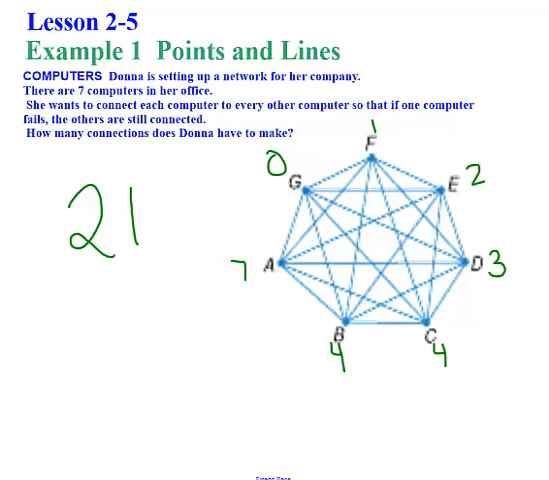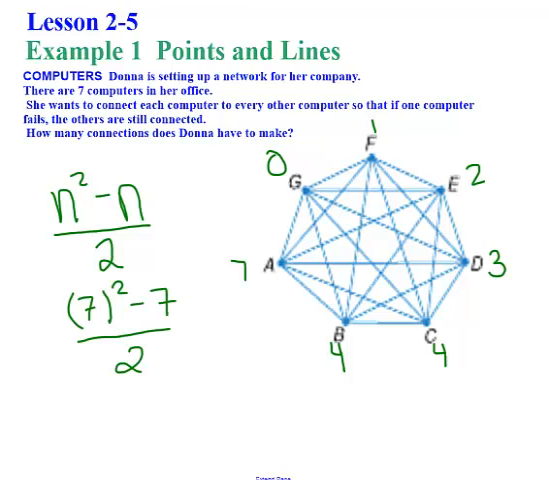connections. Another way of doing this is using this formula, n squared minus n divided by 2, where n is the number of points that you start with. So we could fill it in. We had 7 points to start with. 7 squared minus 7 divided by 2. 7 squared is 49. 49 minus 7 is 42, divided by 2. 42 divided by 2 is 21.